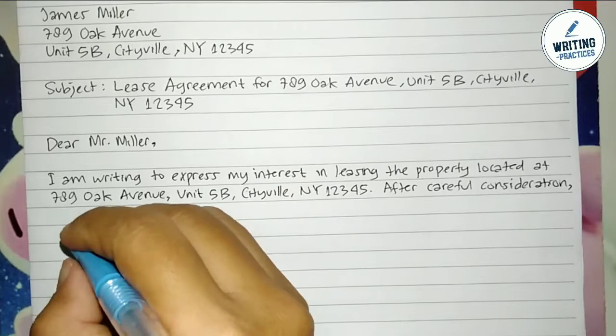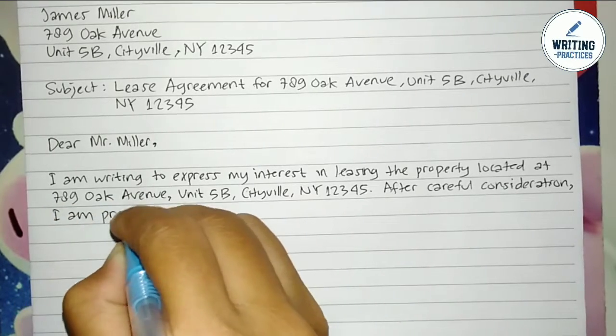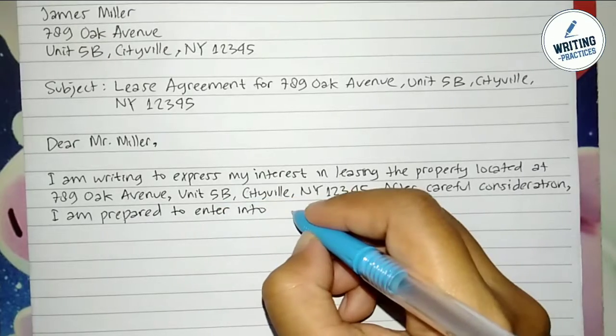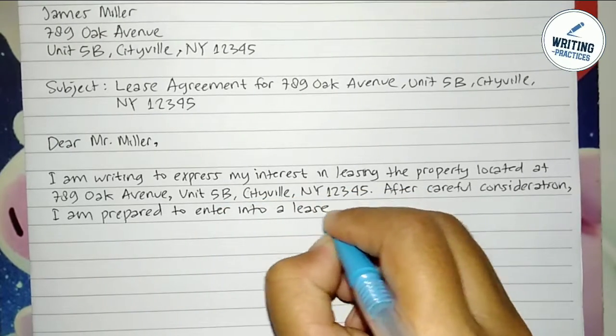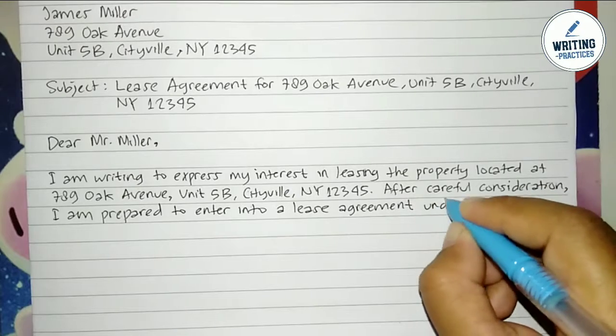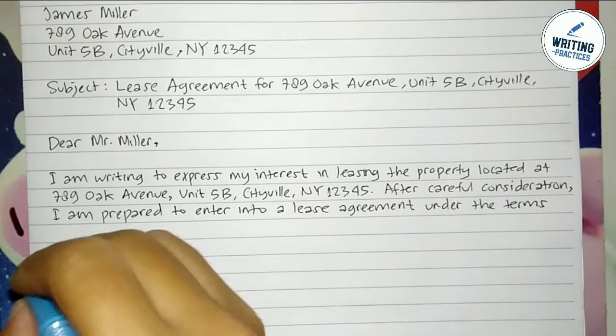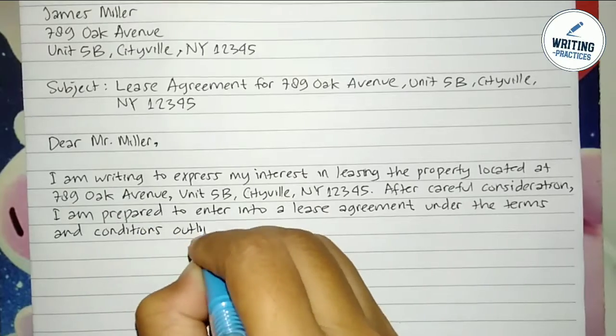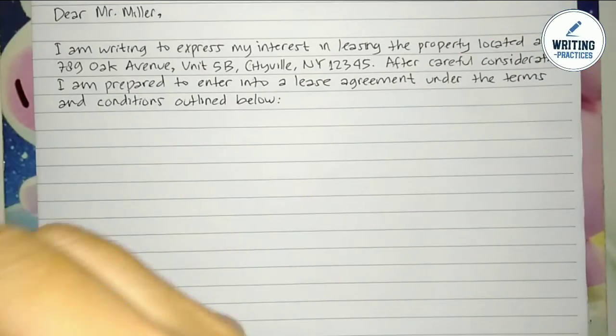After stating your interest, now you need to indicate readiness to enter into a lease agreement. You can show it by making proposed lease terms. As you see in this example, there are 7 points proposed by the writer. And sure, you can do the same by imitating or modifying this. And you can write something like, after careful consideration, I am prepared to enter into a lease agreement, under the terms and conditions outlined below.